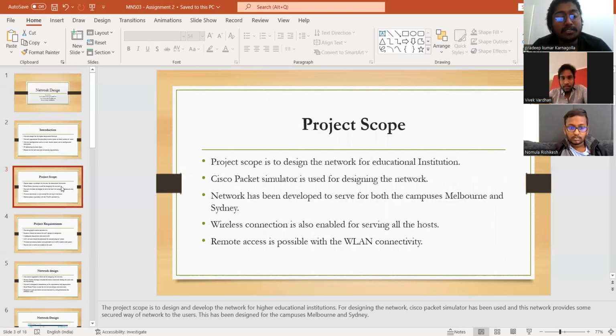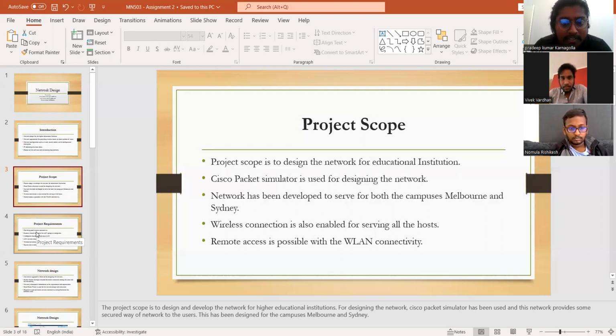The project scope is to design and develop a network for higher education institutes. For designing this network, the Cisco packet simulator has been used, and the network provides a secure way of networking to the users. This has been designed for the campuses of Melbourne and Sydney. A wireless connection is enabled for all the services for the students as well as the staff in both the campuses, Melbourne as well as Sydney.